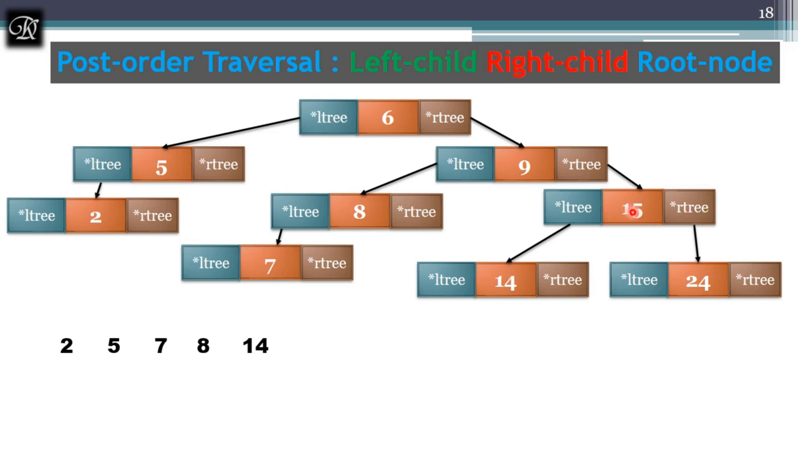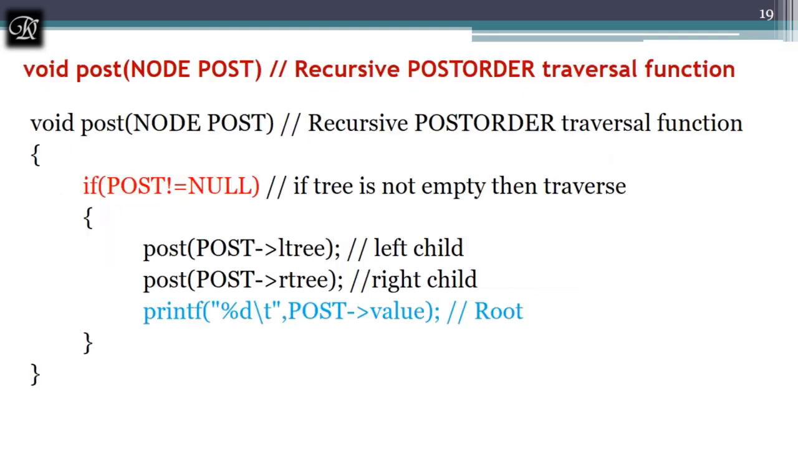And get back and check with the right child. Check whether 24 is a leaf node. Yes, it is a leaf node, print it. And now I have finished both the children of 15, so just print the root of these two nodes, that is 15. Now I have finished 9's children 8 and 15, let's print 9. Now I have finished 6's children, that is 5 and 9, let's print 6. This is how the post order traversal will be done for a given tree.